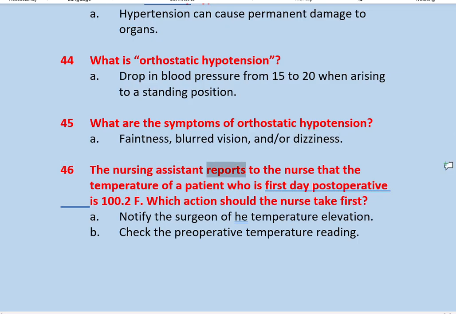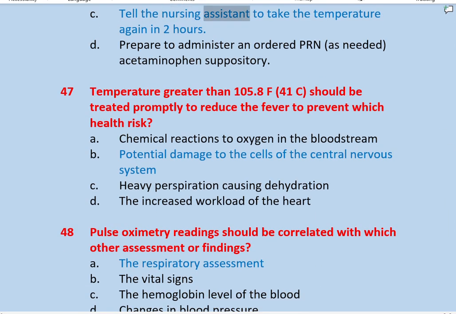46. The nursing assistant reports to the nurse that the temperature of a patient who is first day postoperative is 100.2 F. Which action should the nurse take first? Notify the surgeon of the temperature elevation. Check the preoperative temperature reading. Tell the nursing assistant to take the temperature again in 2 hours. Prepare to administer an ordered PRN, as needed, acetaminophen suppository.